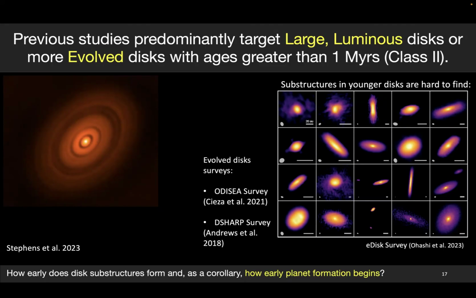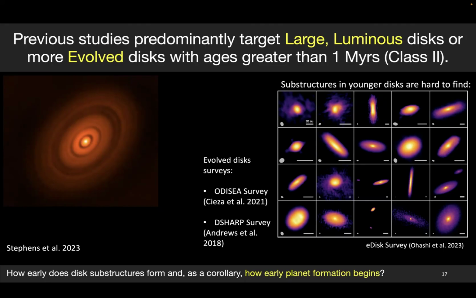So this poses a lot of questions. Do substructures exist in the younger disk? Or when do we start to see substructures? And it's important to point out, until today, we do not have a large, uniform, high angular resolution search for substructures for the youngest class 0, class 1 disk with age less than 1 million years old.